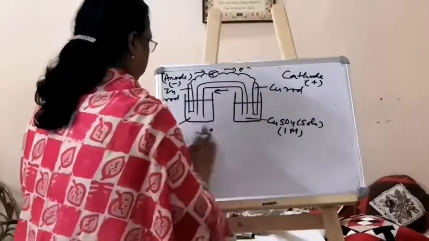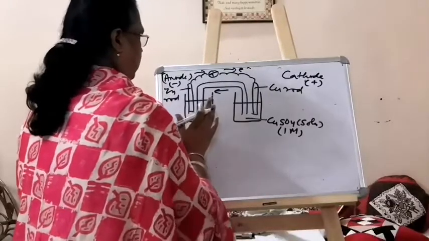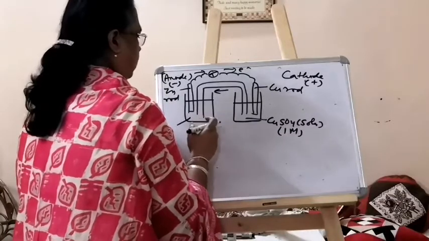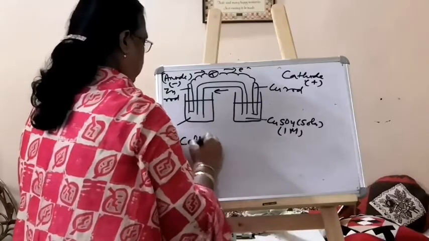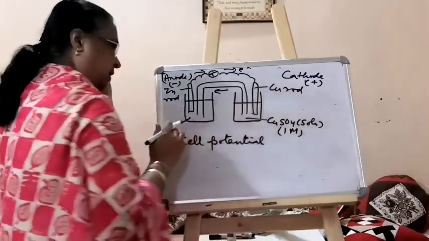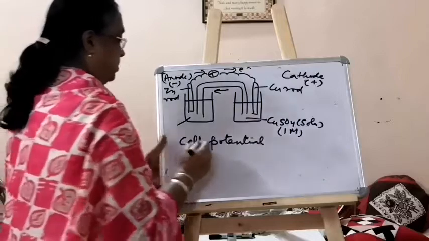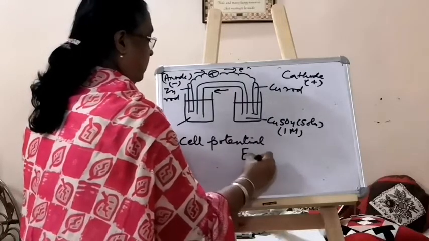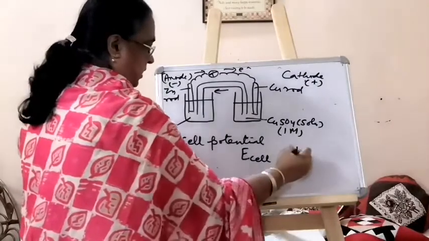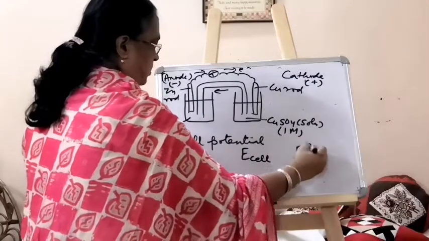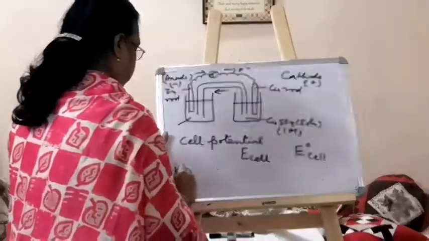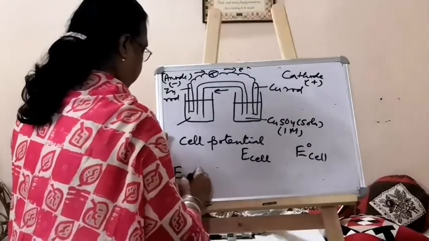So what reading? We are measuring cell potential through this galvanic cell. Cell potential is represented by E cell when conditions are not standard. When conditions are standard, it is called standard cell potential, E0 cell. Or E cell, if I take that up first.